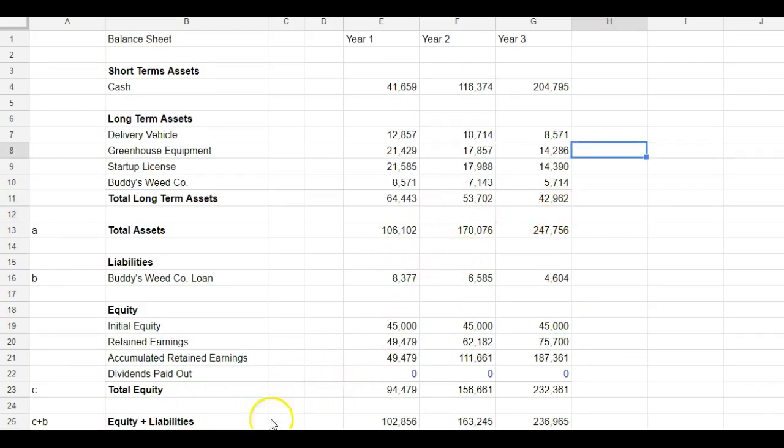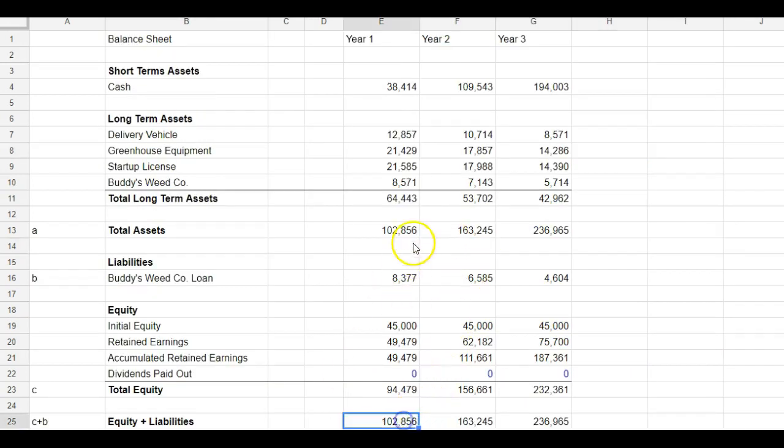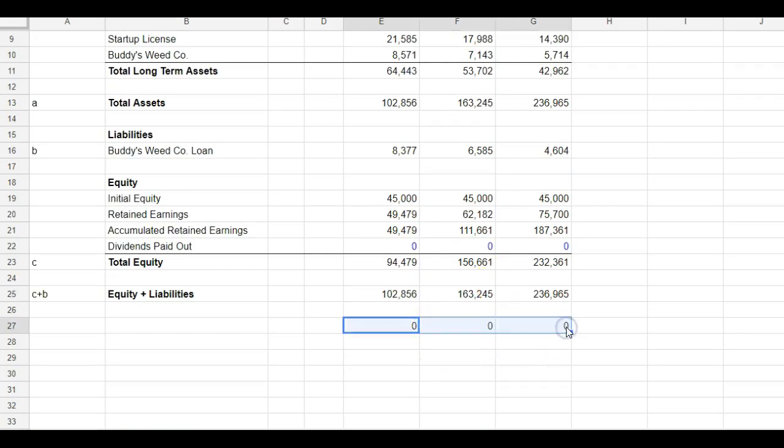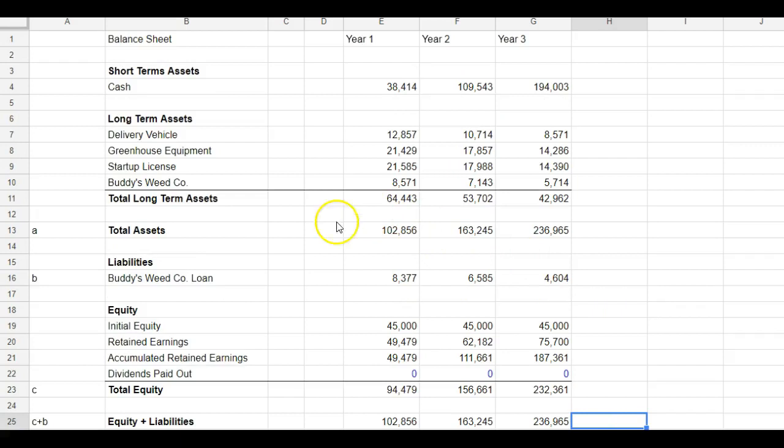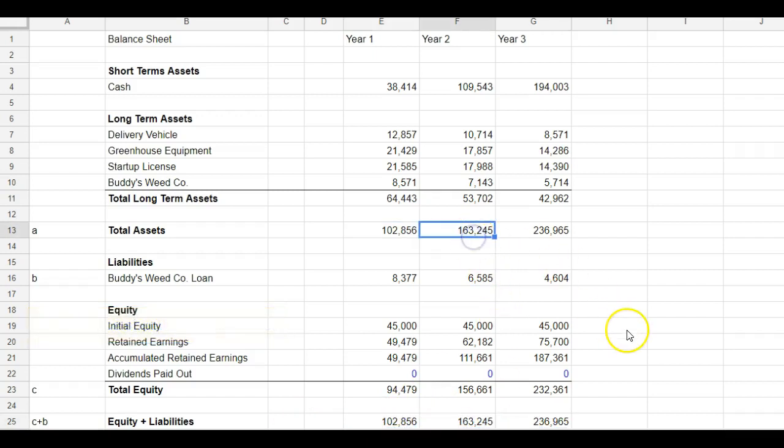All right, so I found one mistake. If you go over to my cash flow statement, cash from financing, repaying Buddy's weed loan, this is a negative. Buddy's weed loan is a payment out. So that's supposed to be a negative. It's supposed to reduce my cash from financing, not increase it. So that goes that way. And if I go back to my balance sheet, oh look, 100%. We're done. My assets, 102,856, are equal to my equity and liabilities. Everything balances. That is financial modeling awesomeness.